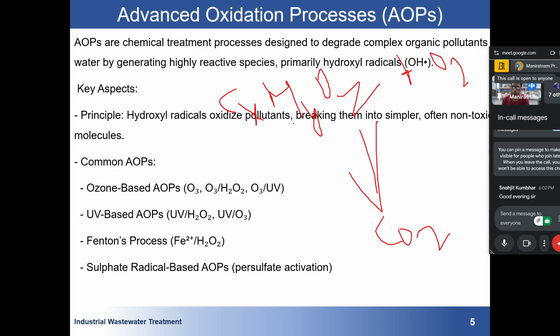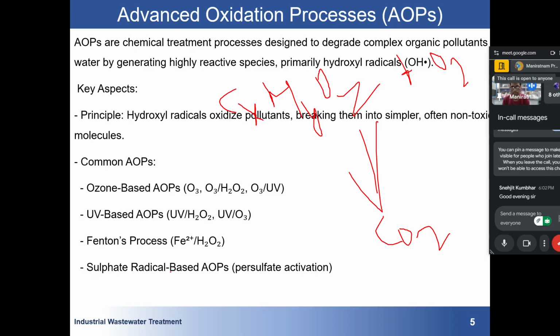Hydroxyl radicals oxidize pollutants, breaking them into simpler and often non-toxic molecules. You have already seen some of the examples. If not, then I request you to go and see those examples, then you can easily understand. Some of the common ones are ozone-based AOP, where sometimes ozone and H2O2 is also used, and sometimes ozone plus UV. Then we have already seen UV-based AOPs, which are very generally used. Then there is Fenton's process, where we use iron in the presence of H2O2. This has been discussed in your lecture. What is this Fenton's process?